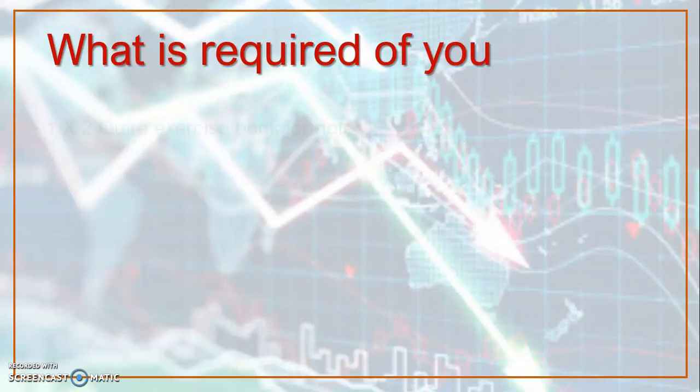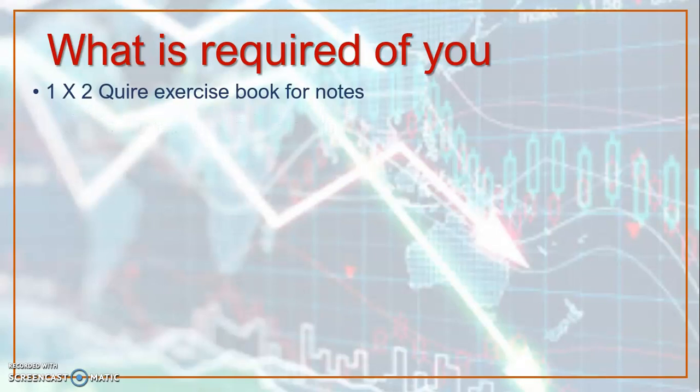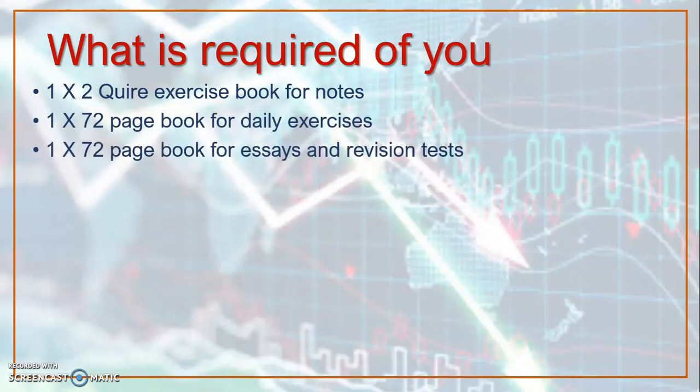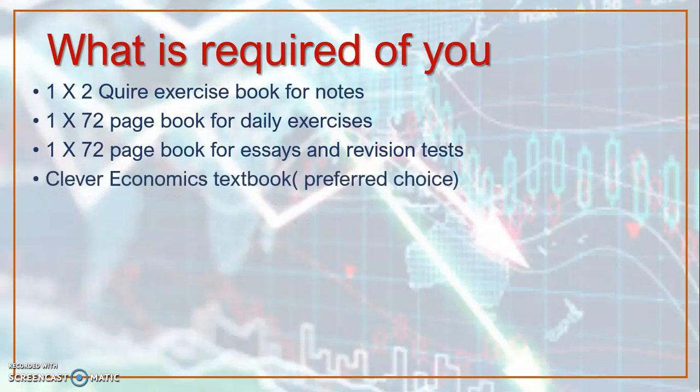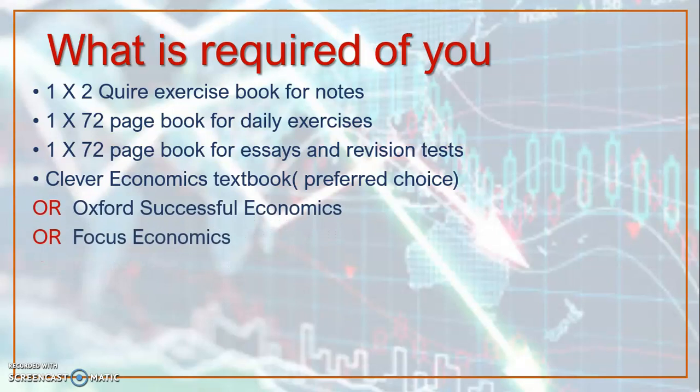Okay, right? What is required of you? I have already sent you guys this on WhatsApp. You need a 2-quire exercise book for notes, that is covered. You need a 72-page for daily exercises. You need another 72-page for essays. You need the Clever Economics textbook. I said this is the preferred choice, but you can buy any one of the following two. Okay, one, if you can afford more than one, yay, praise God. But if you can't, then just make sure you get at least one of these.